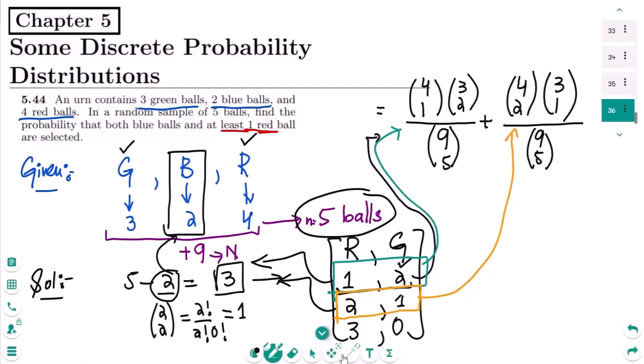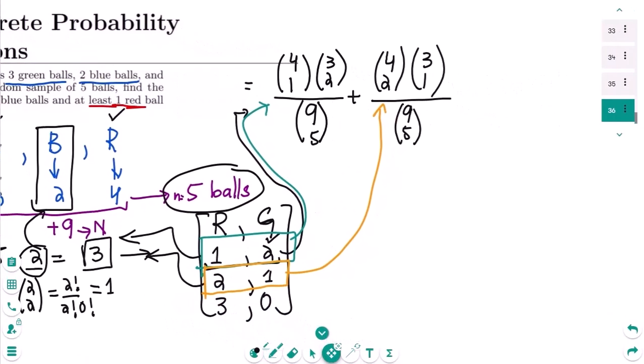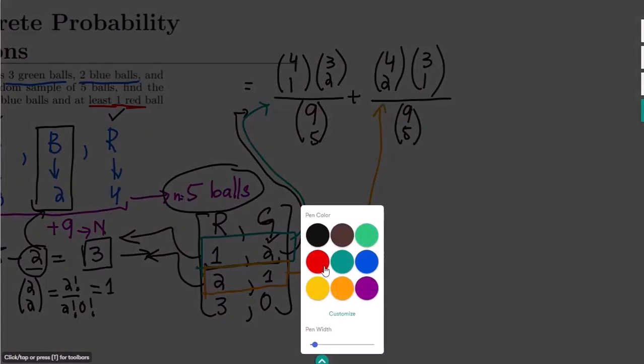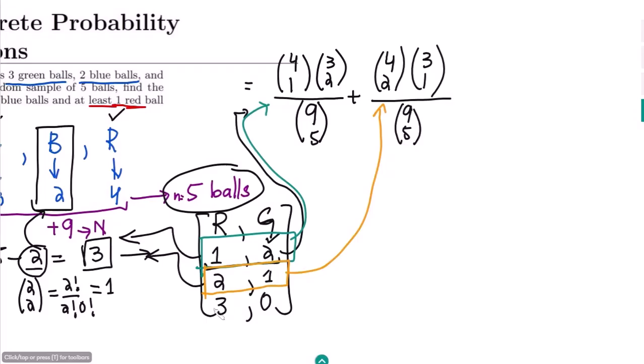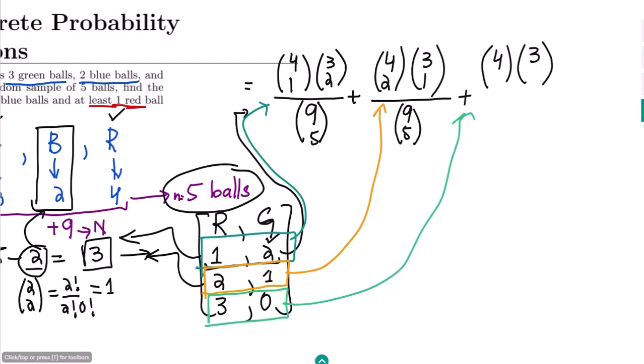Okay, now let me move to the other side. The third combination here, let me use this color, is this one. Let me write it here. So this condition can also occur, and this is again or, plus means or. Also here the total number of red balls is 4, the total number of green balls is 3. From 4 we have to select 3, and from the 3 green balls we have to select none of them, and dividing it over 9 choose 5.